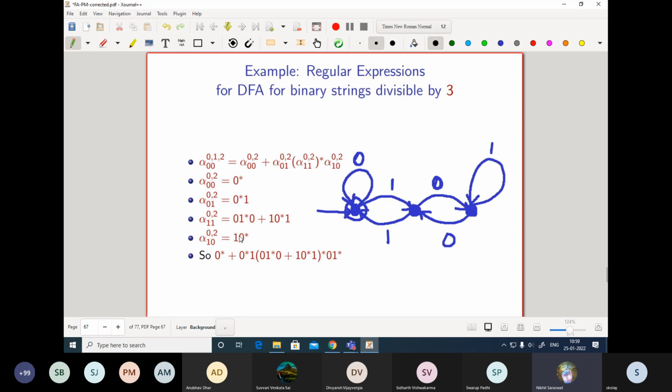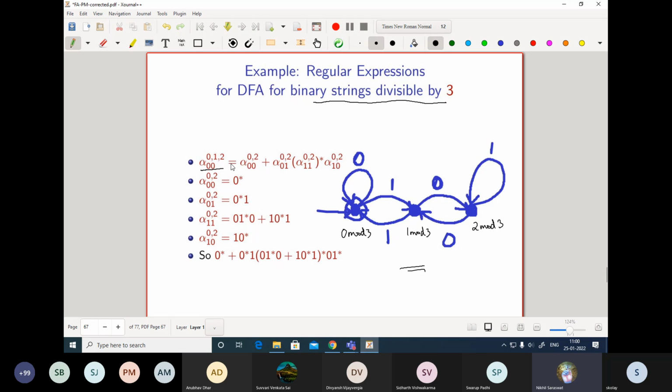Okay, so let's look at an explicit example. Regular expressions for a DFA that accepts binary strings divisible by 3. So this was the DFA, you had divisible by 3. So this was 0 mod 3, 1 mod 3, and 2 mod 3. And this was the DFA we had constructed. Okay, so if you consider 0 was the start state, as well as the end state. So basically the language accepted is alpha 0 0 0 1 2.